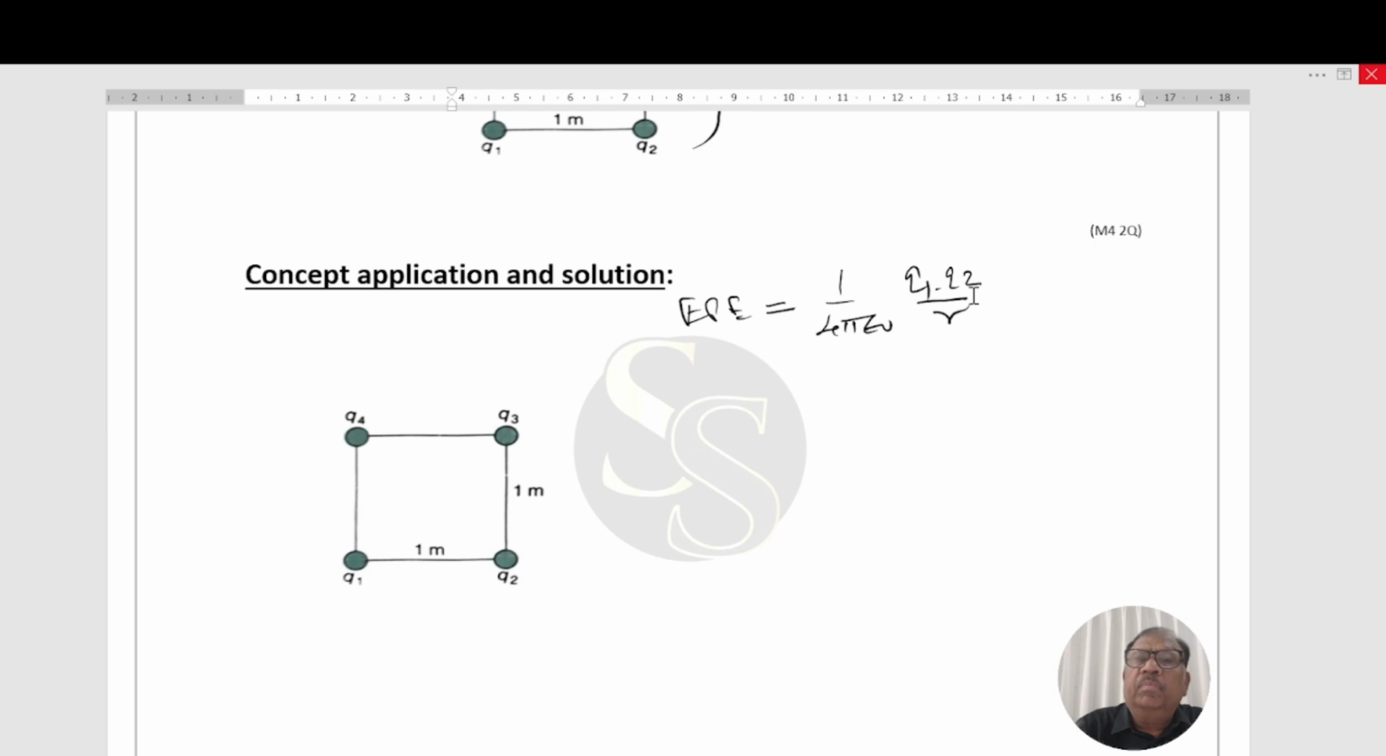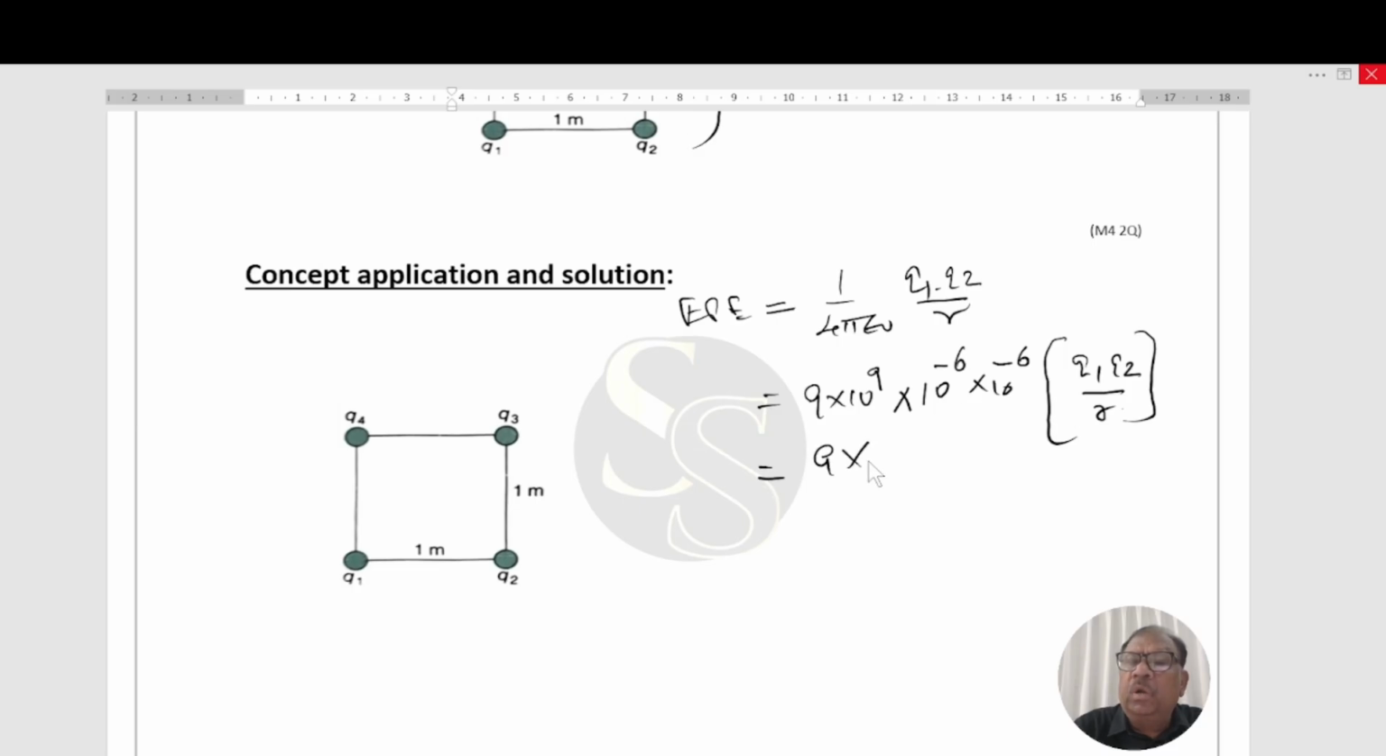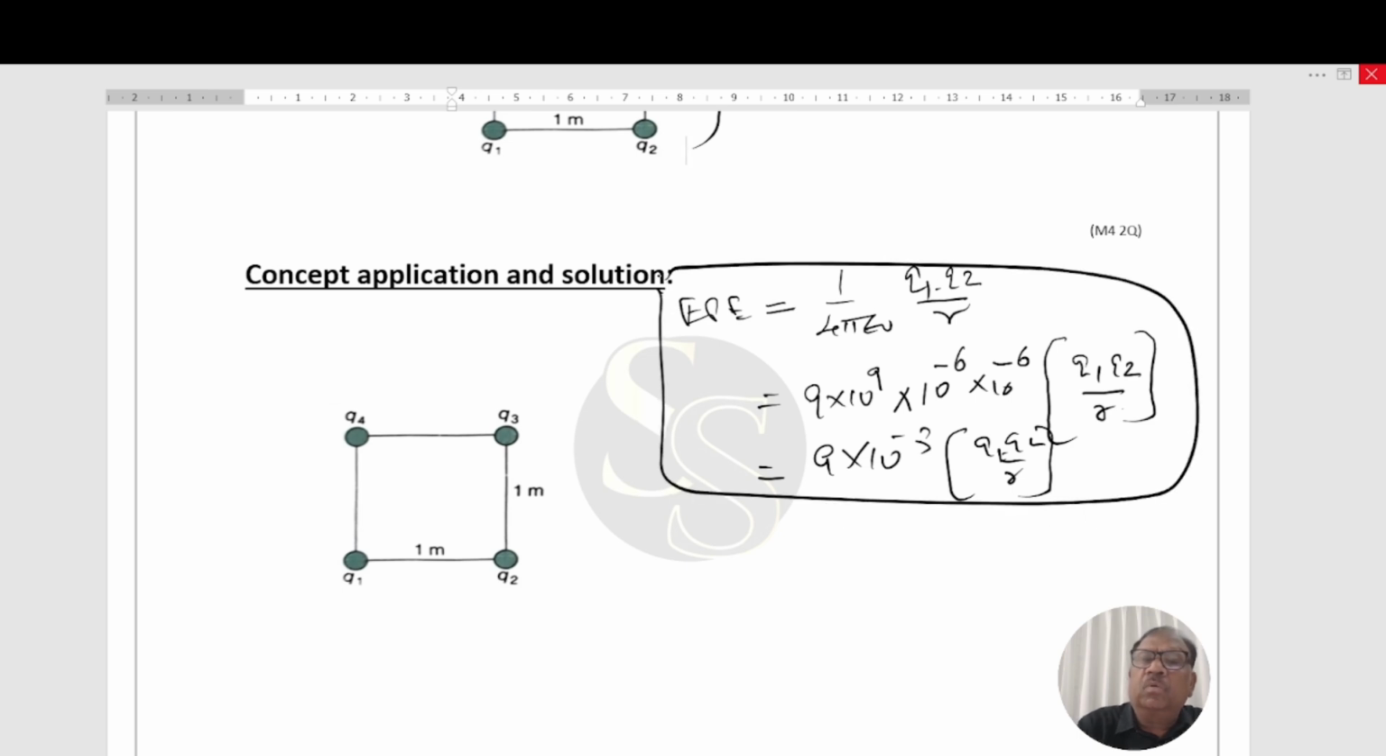इसमें गिवन है हमें माइक्रो कूलम में, इसकी वैल्यू 9 into 10 to the 9 into 10 to the minus 6, इसका कॉमन ले लिया, 10 to the minus 6 इसका कॉमन ले लिया, और जो वैल्यू गिवन है उसको एज इट इज पुट कर दिया. राइट? ऑन सिंप्लीफिकेशन दिस कम्स आउट टू 9 into 10 to the minus 3 into Q1 Q2 upon R. This is for 2 pi. This is the general concept I am applying to this.